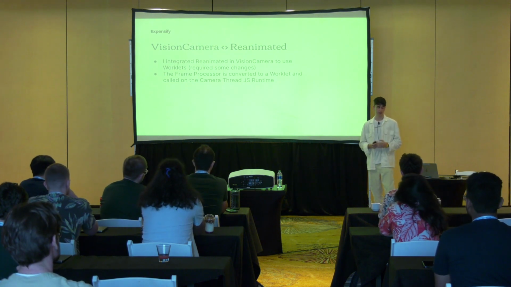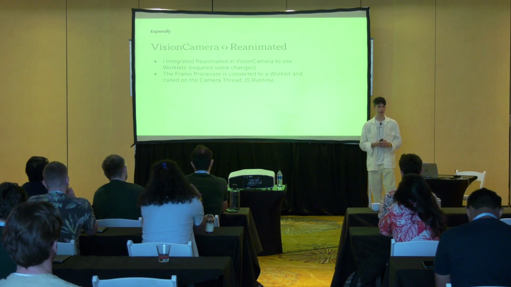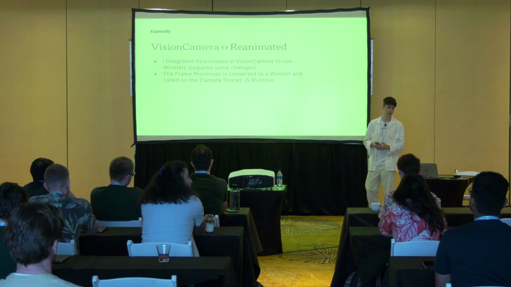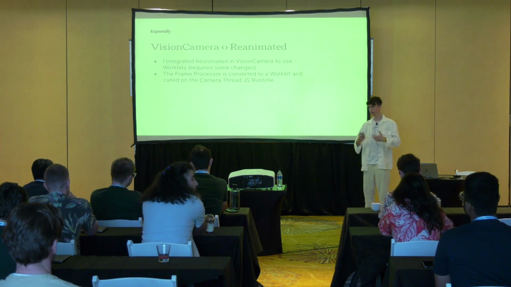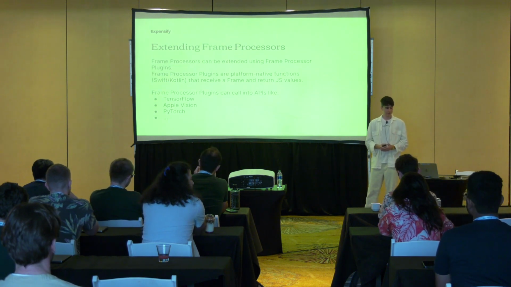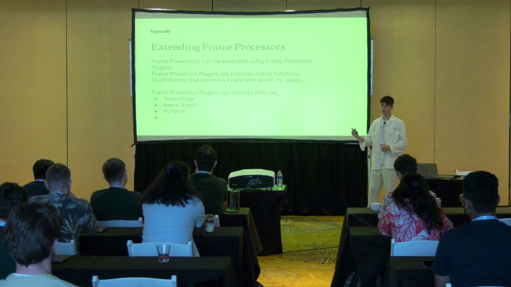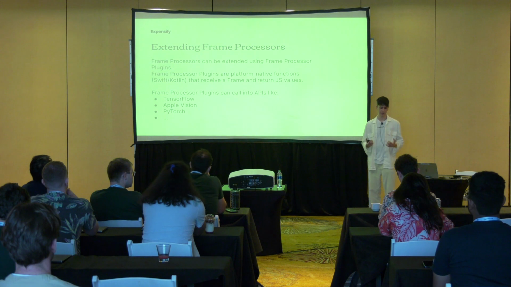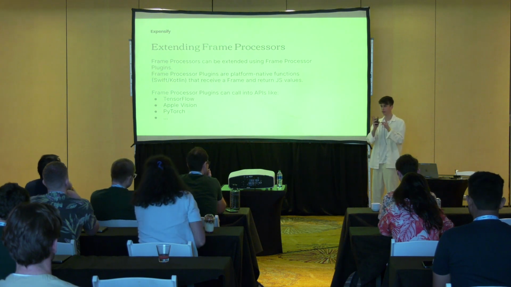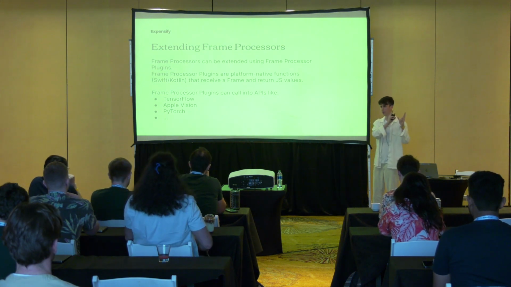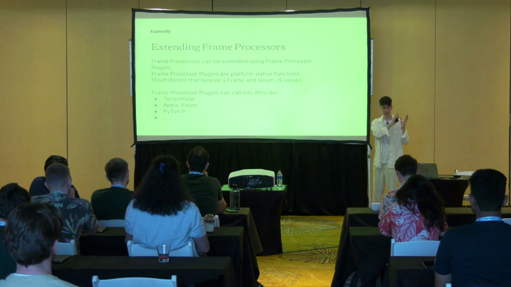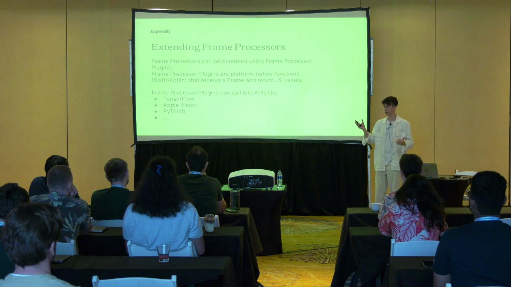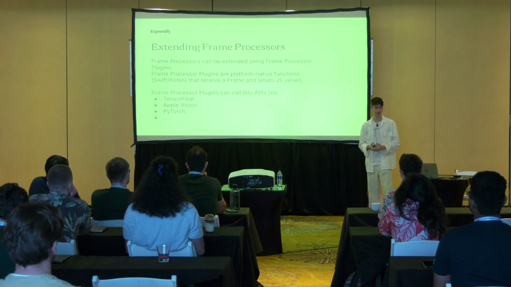So the frame processor itself is a JavaScript function that's converted to a worklet and then brought to the camera thread JavaScript runtime, where we create a separate runtime. I mentioned the plugins before, so that's where you actually want to run the native code. You want to extend frame processors. That's the terminology here: frame processors are the JavaScript functions, and they can be extended using frame processor plugins. Those are the native implementations that you can call in your JavaScript frame processor.